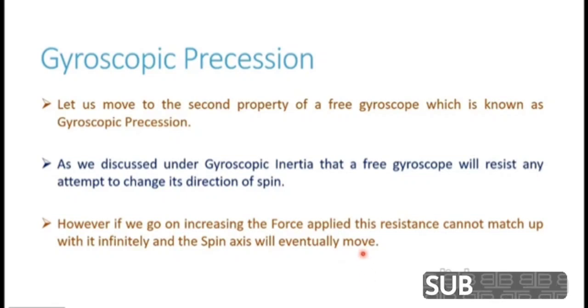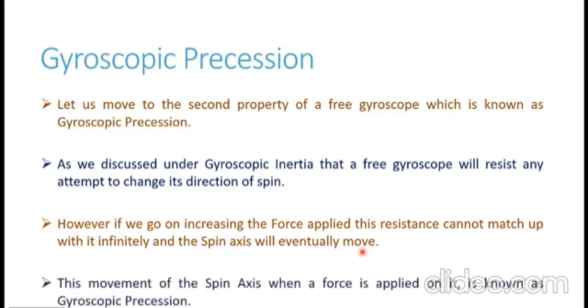To give you an example, let's say we have made a free gyroscope with a cycle tire, and we have imparted some rotation velocity to it, and it's moving now. You try to change the direction of its spin axis, it is going to resist any attempt. But let's say you were alone and you were trying to change its direction, it was resisting the attempt. You call your friends. So there are three of you now. Now all three of you try to change its direction of spin. Eventually, at some point of time, you can overpower it. You can overpower its gyroscopic inertia. Now when you overpower its gyroscopic inertia, it is going to move.